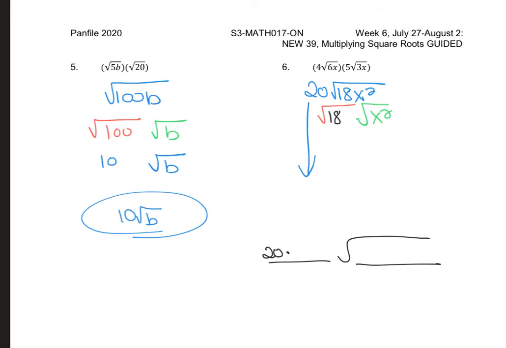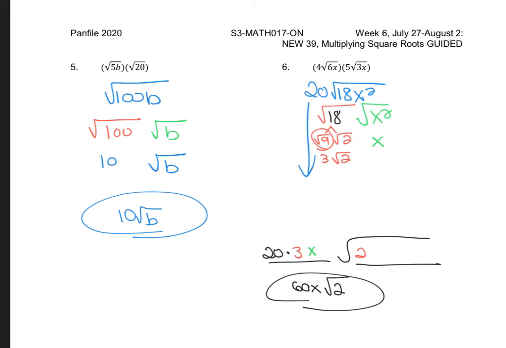Now, 18 simplifies into root 9 and root 2. Root 9 becomes 3 root 2, and you get a 3 and a root 2. Root x squared, the root and the square cancel out. All right, we knew that though. So that just becomes an x, or one couple, and that comes out. So my final answer is 60x root 2. And I'm all done.